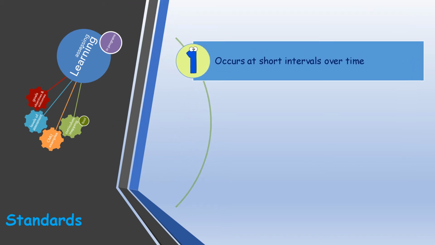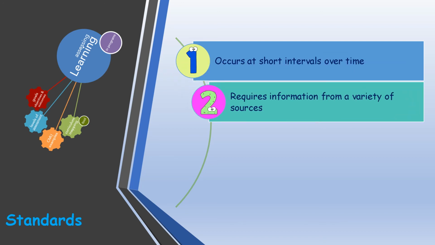Authentic assessment follows certain standards. First, it occurs at short intervals over time. These intervals are planned and systematic and not left to chance and whims. Next, it requires information from a variety of sources. A test is just one source of information. There are many other ways that include daily, weekly, and unit work activities.